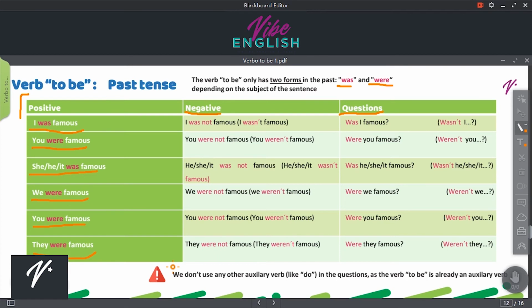It's also important to add here that we don't use any other auxiliary verb like do in the questions, because the verb to be is already an auxiliary verb in English, so we don't need to put the auxiliary do or any other.